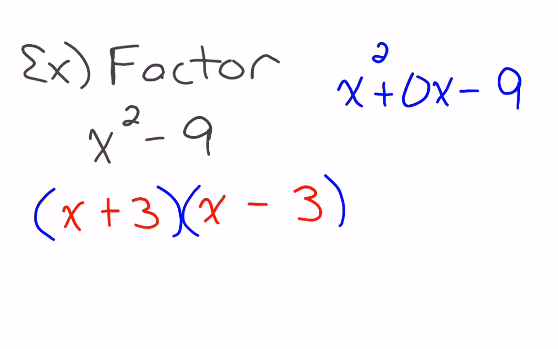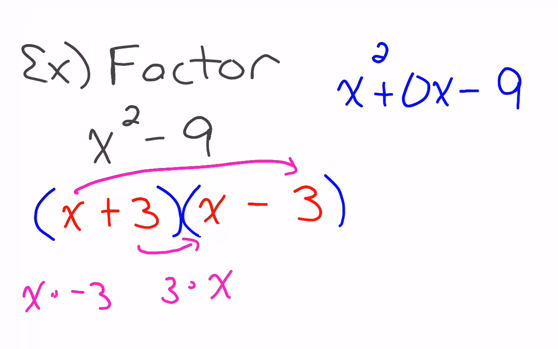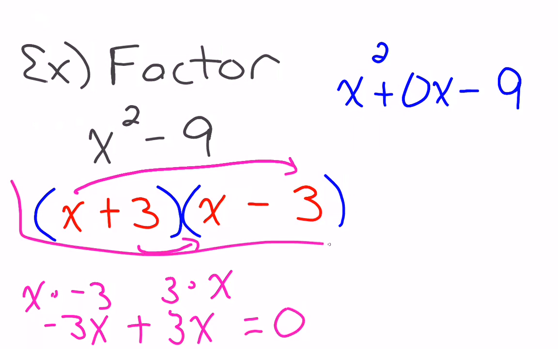Now, how can I tell that I did this correctly? Check your outers and inners. So we have x times a negative 3, and we have 3 times x. So here we get negative 3x, and on this one we get 3x, and so negative 3x plus 3x equals 0. So this is our final answer. So same factors, but one is plus and one is minus.